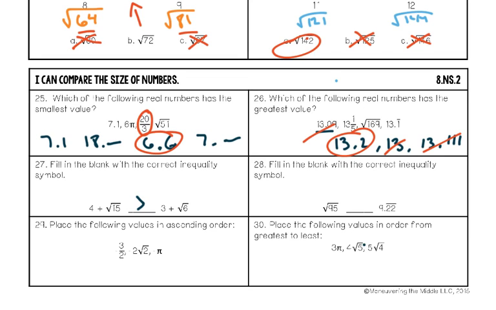28, you're going to do the same thing. The square root of 95 is between the square root of 81 and the square root of 100, which is 9 and 10. It's closer to 100, so it's 9.7 approximately. So it's definitely bigger than 9.2.